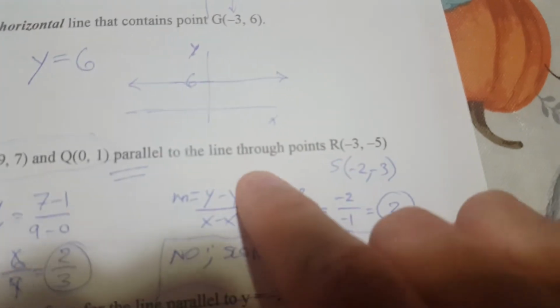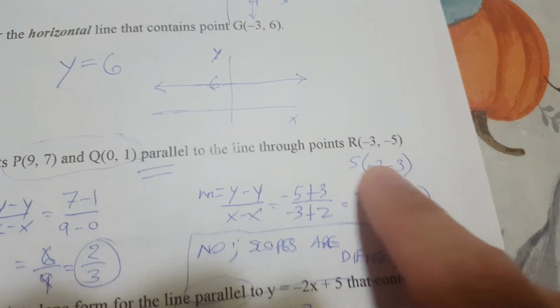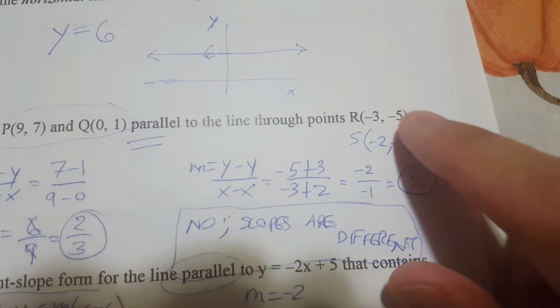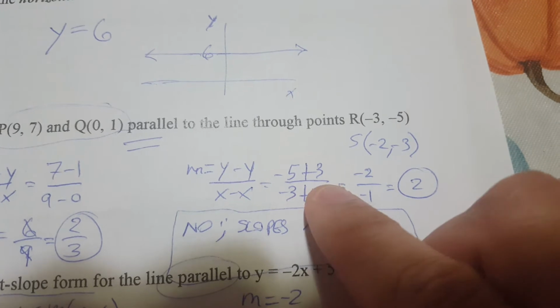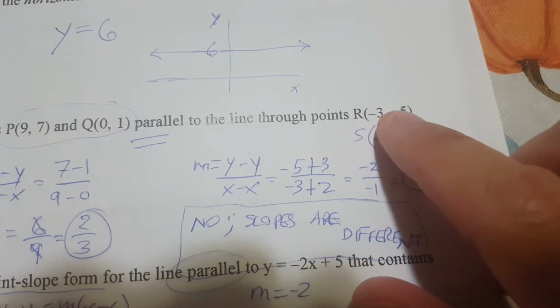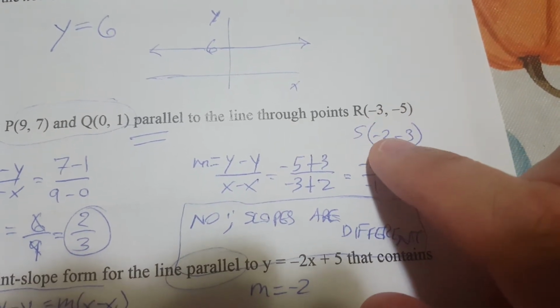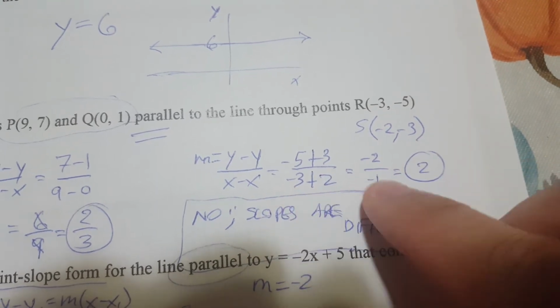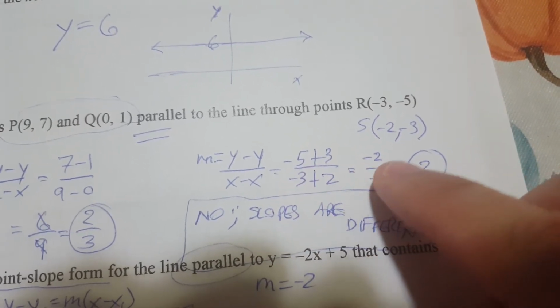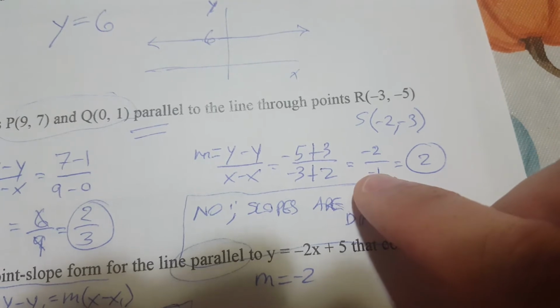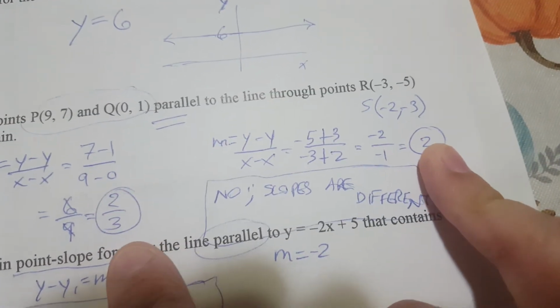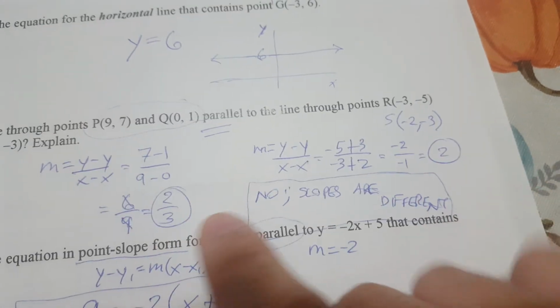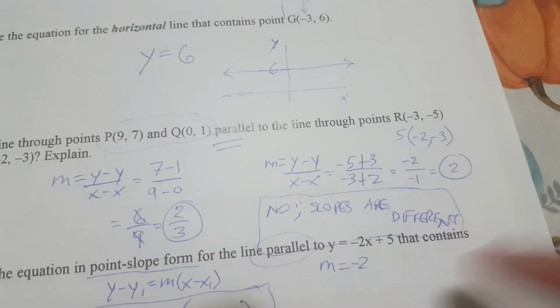So if these are parallel, this one should be 2/3. When we do this over here, same deal. I wrote this s, that point over here. So this will be y minus y, negative 5 minus negative 3, minus negative changes to a plus, over x minus x, negative 3 minus negative 2, so plus 2. This will be negative 5 plus 3 is negative 2. Negative 3 plus 2 is negative 1. When I divide those, I get positive 2. These are not the same. Okay, so are they parallel? No, they're not. The slopes are different.